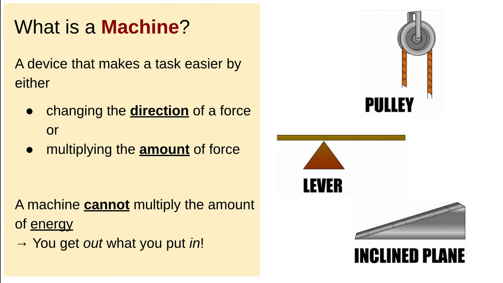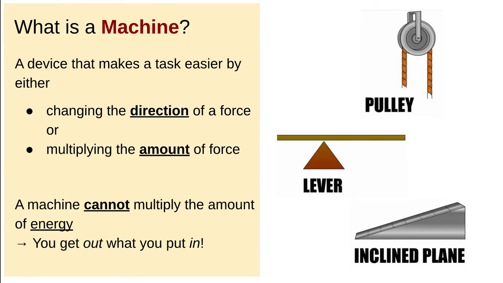An important idea is that the machine does not change the amount of energy in the system. So you can't multiply the energy. You can't get more energy out using a machine. You get out what you put in.